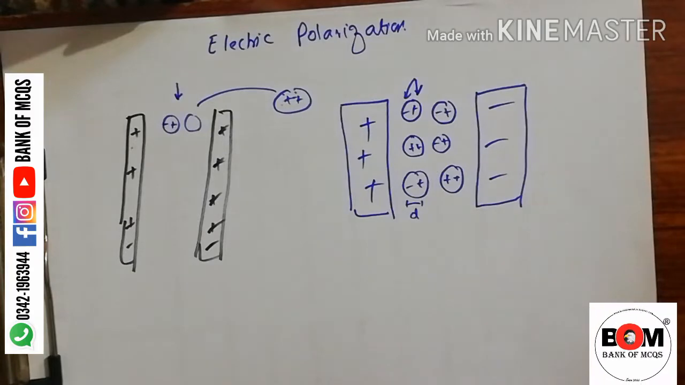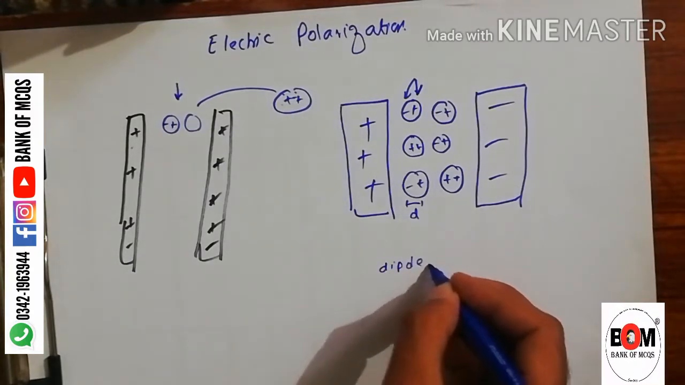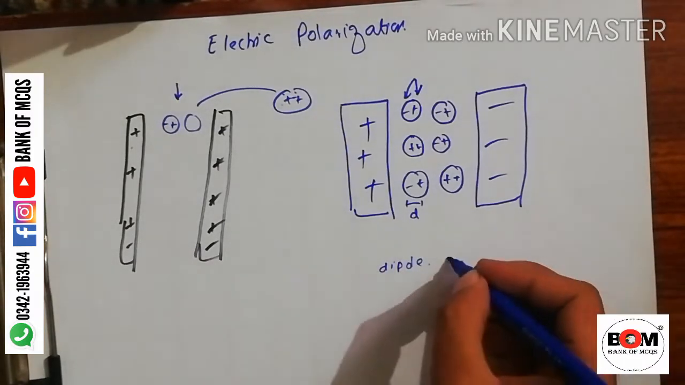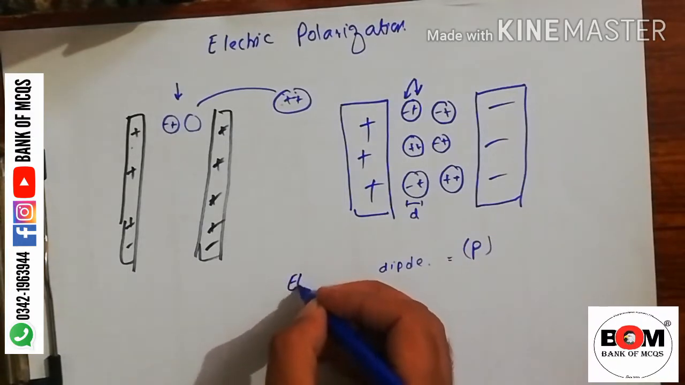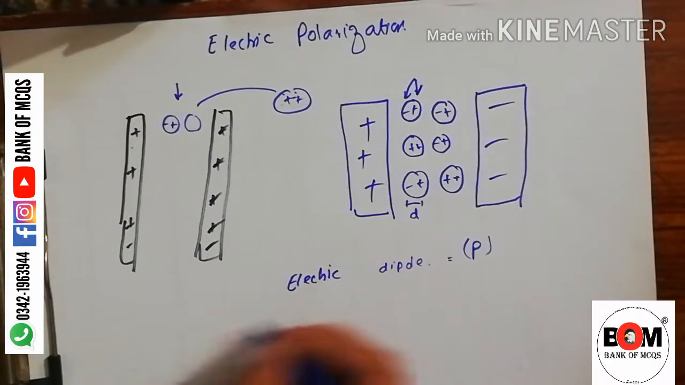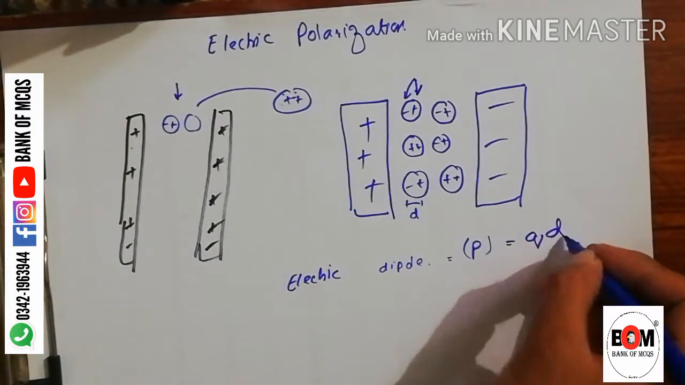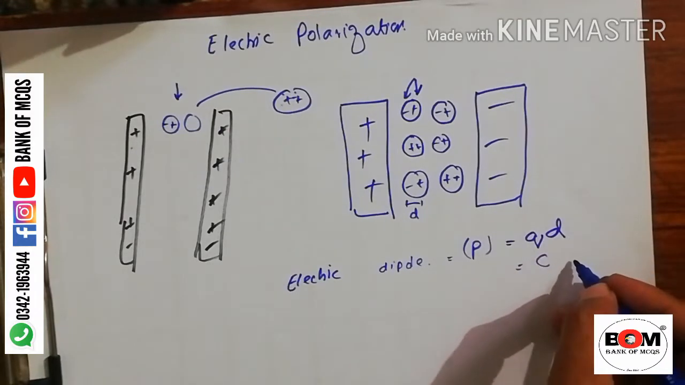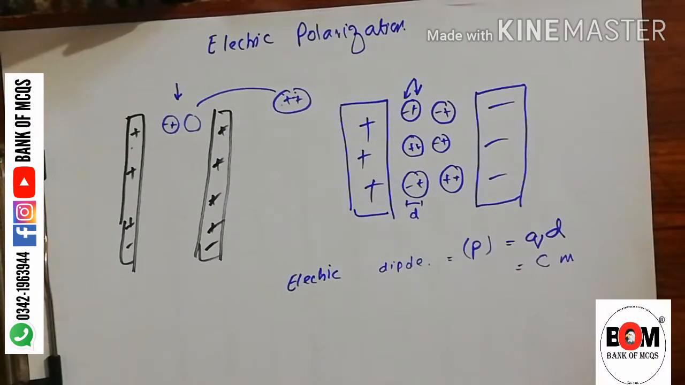This term is dipole, or the whole system is called an electric dipole, and this is represented by P. So P shows us the dipole moment, and this is equal to the product of charge and the distance between them. The unit of charge is coulomb and the unit of distance is meter. So coulomb meter is the unit of dipole moment, where it is a vector quantity.